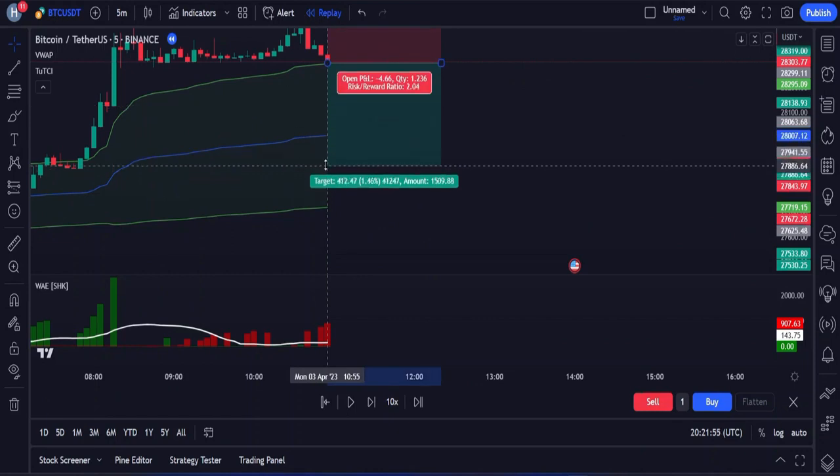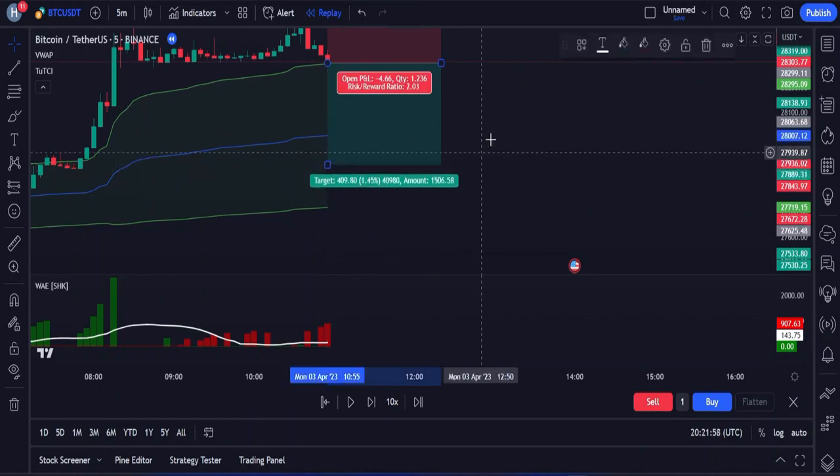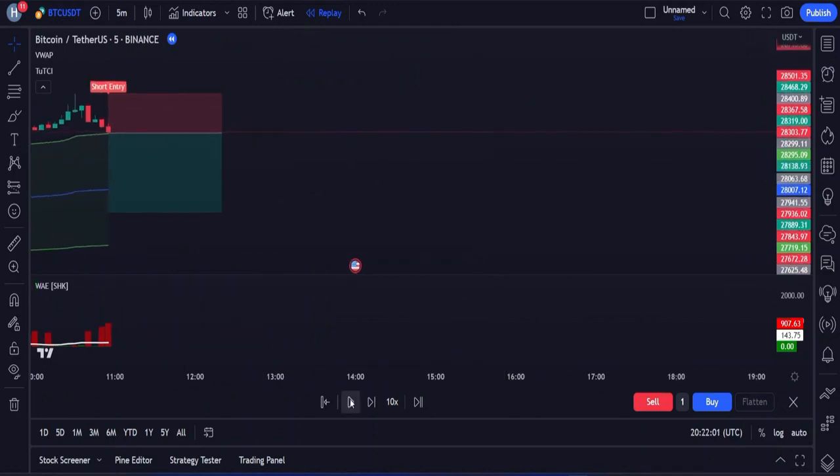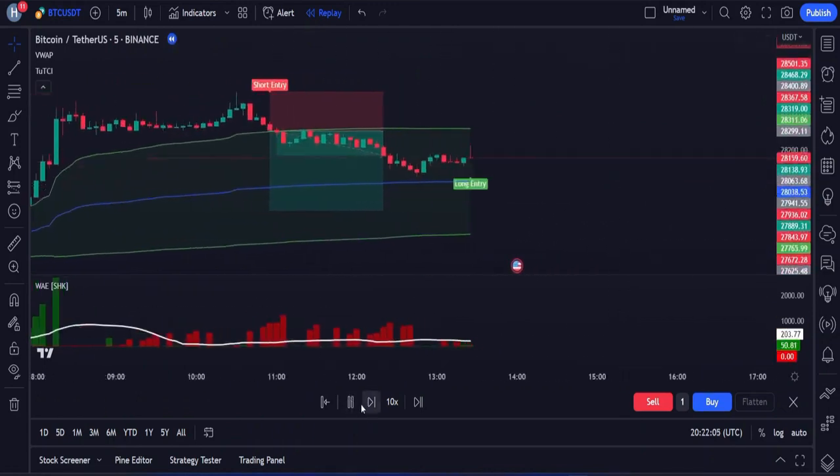Overall, this is a very good strategy, and I would recommend you guys backtest it on whatever market you like to trade on and share the results in the comments.